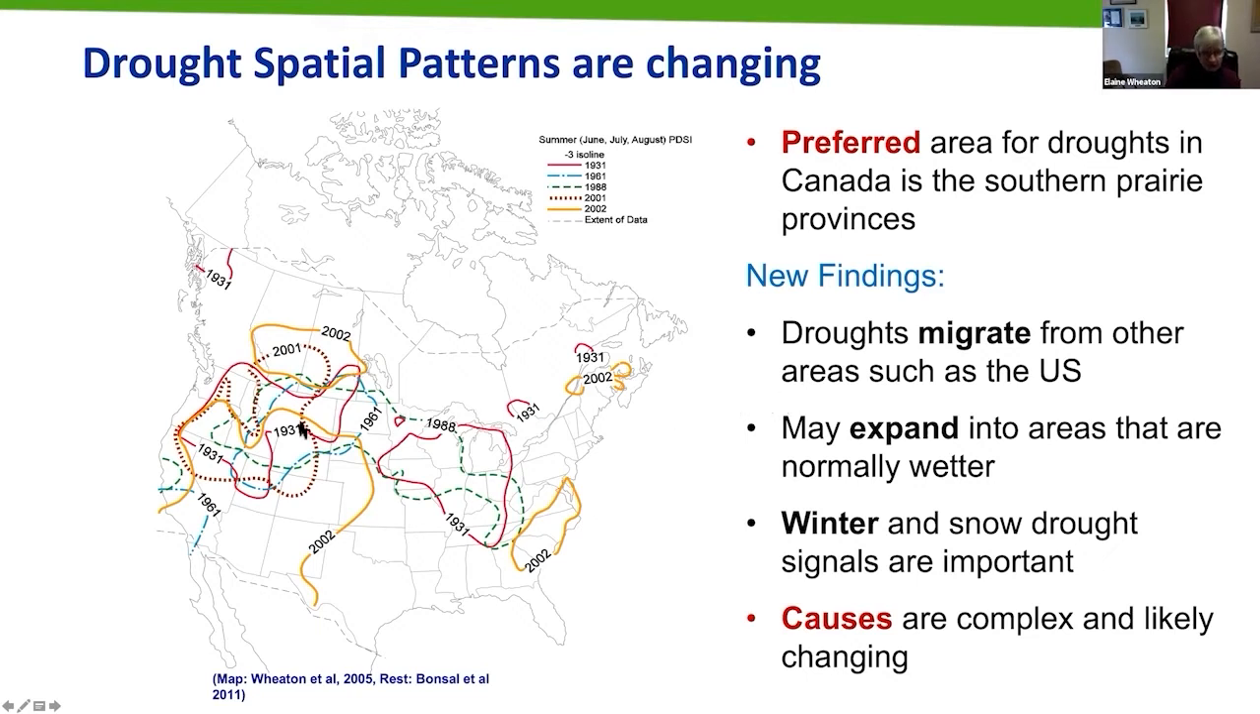So we can see that some of these droughts have migrated from the US. So let's watch the US in future droughts, in the past drought as well. We see some of these more recent droughts expanding into areas that are usually wetter, that have a greater precipitation effectiveness. We really need to watch those winter and snow drought signals. Very important for agricultural drought.